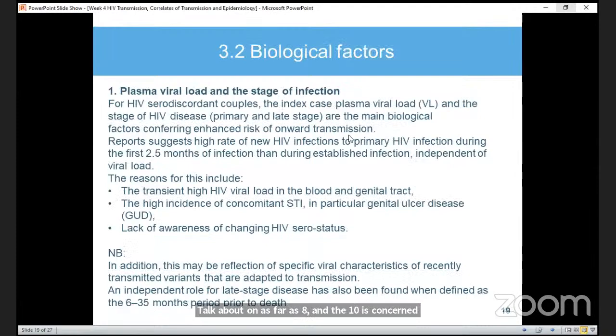Then we have biological factors. These are factors that increase rates or chances of transmission biologically. In other words, what is happening with our bodies as far as transmission is concerned. Number one, we have plasma viral load and the stage of infection. First of all, I'll go with the plasma viral load just to explain it. Of course, we have done the viral load test, and the viral load test is that kind of test where we look for the number of viral particles per cubic milliliter.